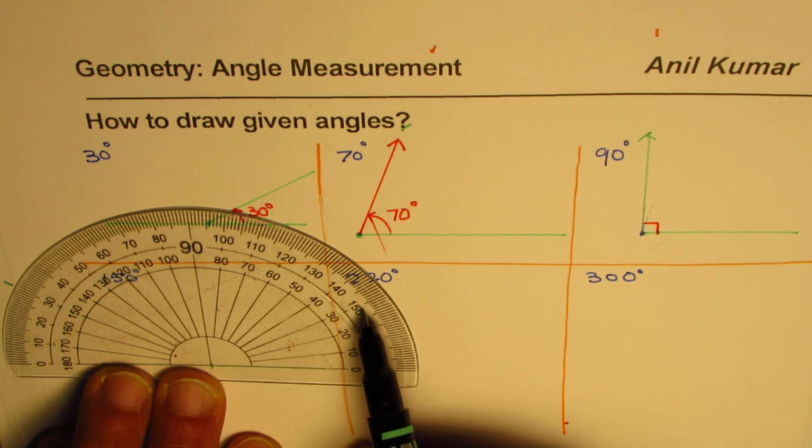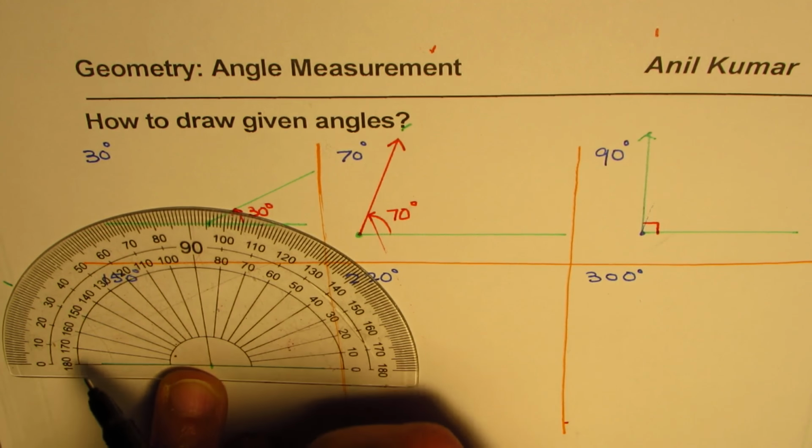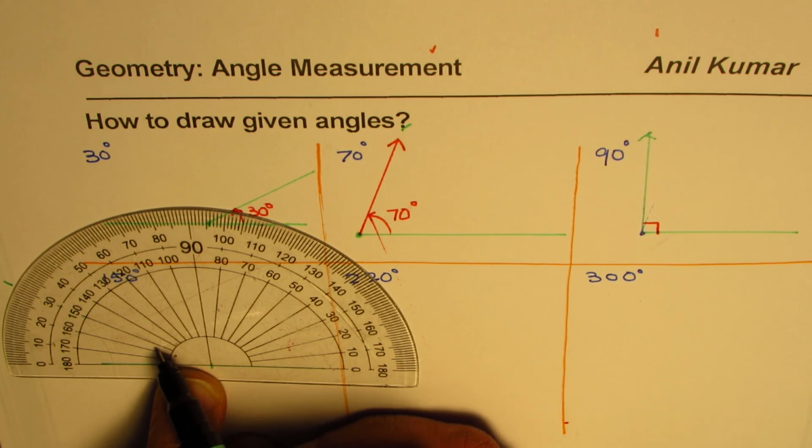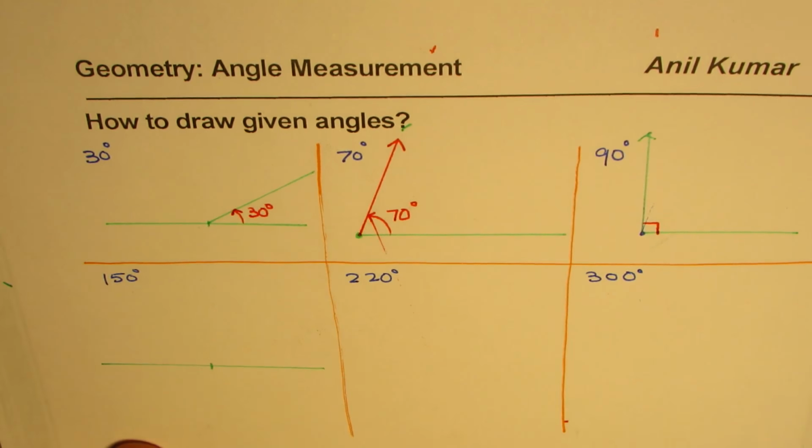You will also see 150 on that side. This is, we are saying, the clockwise angle. Do you see that? At present, we are going from here to there. That is the 150 we are looking for.